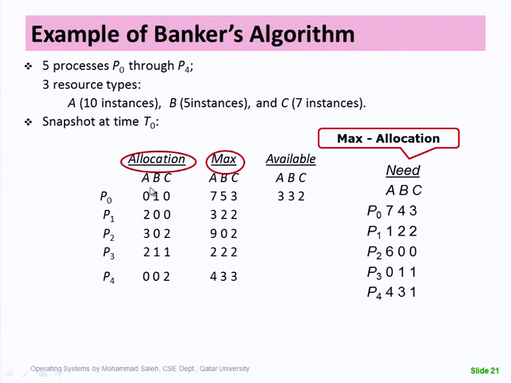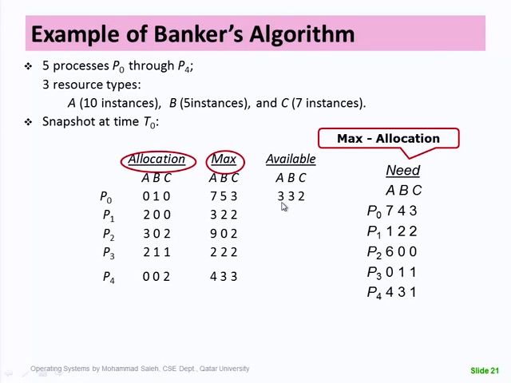7 instances of A are currently allocated: 2 for P1, 3 for P2, and 2 for P3. In total, we have 7 resources of A allocated, but we have 10 initially. With 7 allocated, we are left with 3 available, right? So that's how we calculate available. Available can be calculated from the allocation.